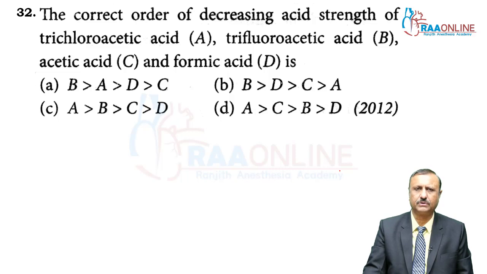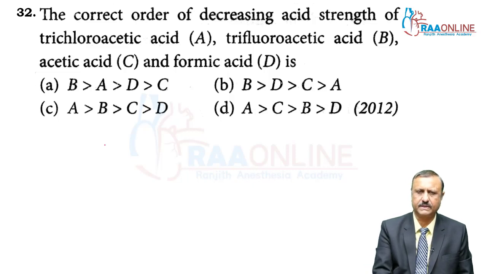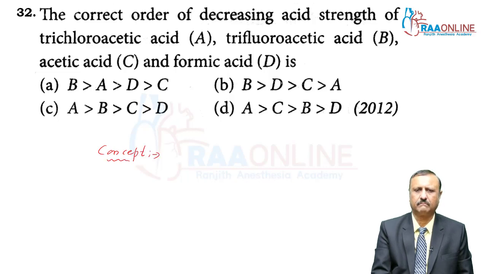Now my dear students, when we see question number 32, the correct order of decreasing acid strength of the acids. The concept is the same, my dear students. You can see all questions come from the acidity of carboxylic acid. Then you must learn this concept: acidity of carboxylic acid, COOH, is proportional to the minus I effect, the negative inductive effect.